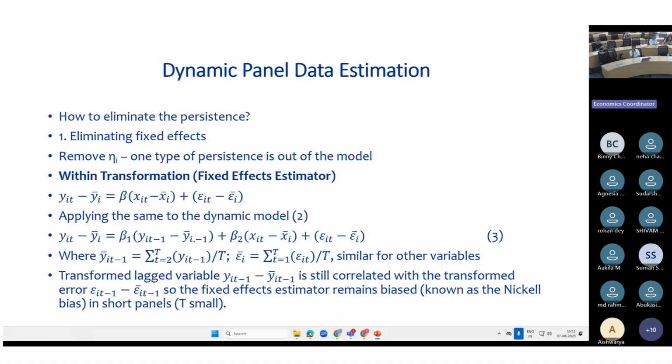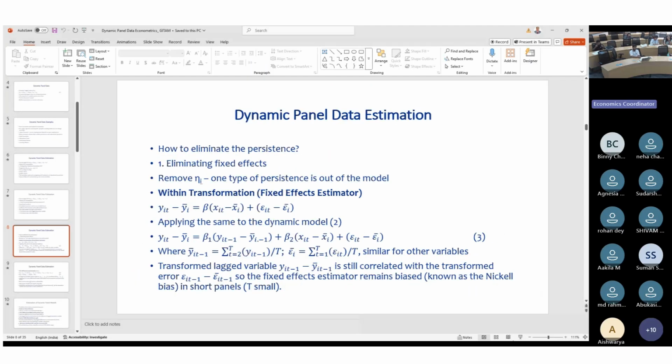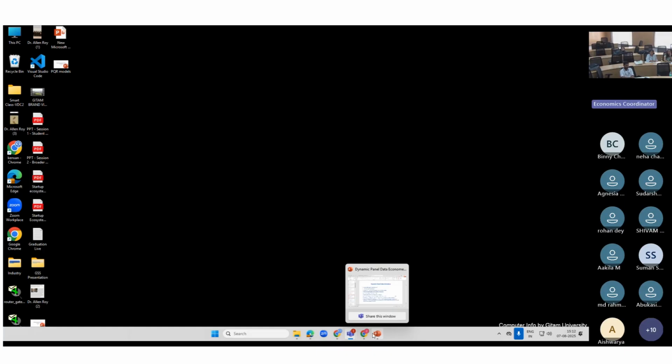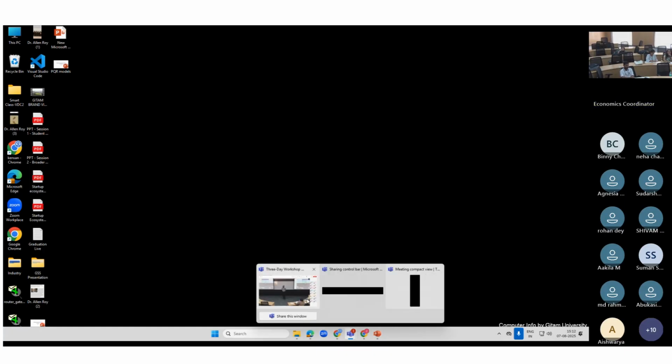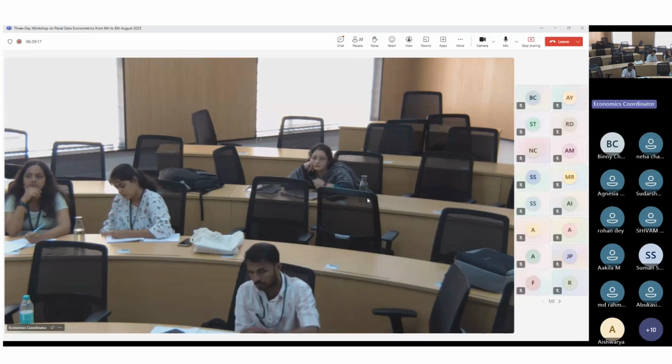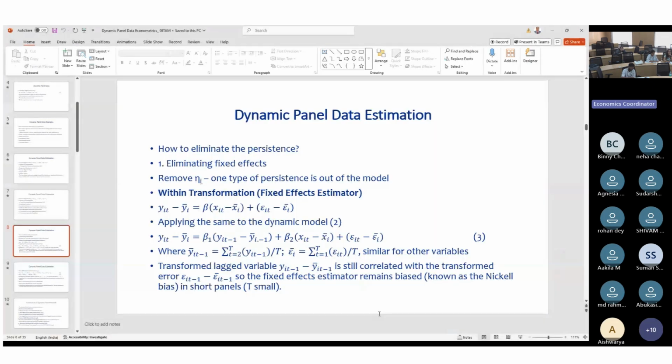Okay, that's all. And then you do the rest of the things the same way you did it for the fixed effects model: xit minus xi bar plus epsilon it minus epsilon bar. This is how we are doing the fixed effects transformation. So we have demeaned this model.